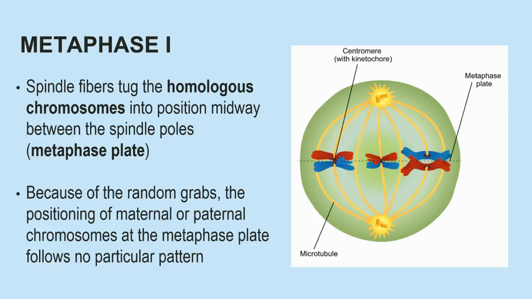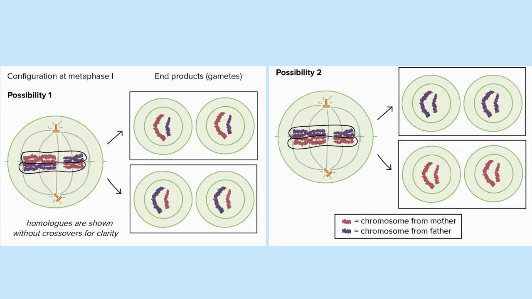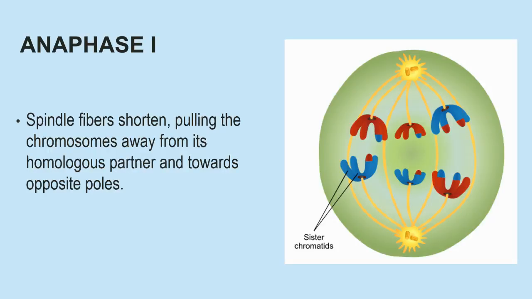So these pairs will be separated during the next phase. So in anaphase 1, spindle fibers shorten, pulling the chromosomes away from its homologous partner and towards opposite poles.